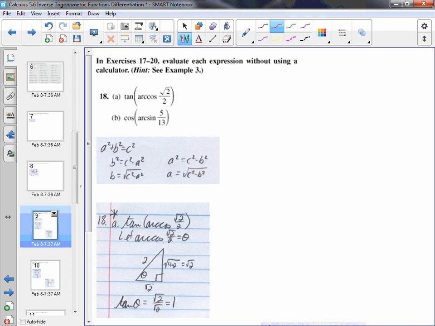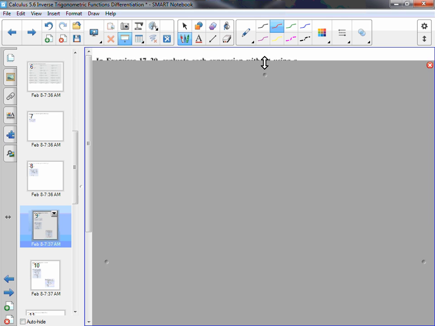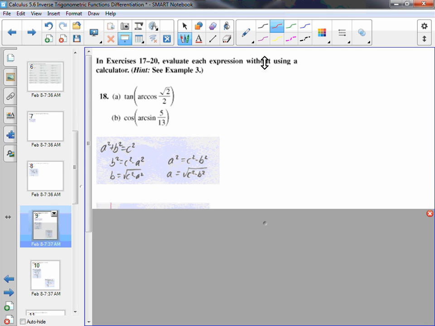Number 18. Here we need to evaluate each expression without using a calculator again. Now, you probably don't know why yet, but I've written out the Pythagorean theorem here. And it's easy to solve for c, right? I probably should have written that out here. c would equal the square root of a squared plus b squared. But I've got it solved for a and for b.